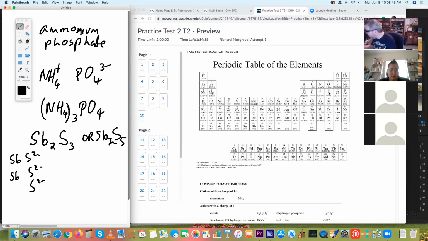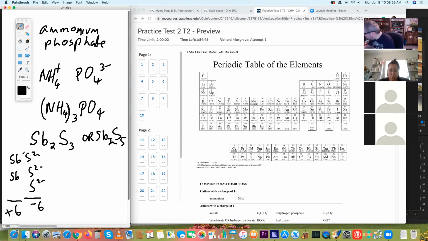So if that's the case, then each of those is going to be worth -2, and the total charge is going to be -6. So what we need there is a charge of +6 on the Sb and the Sb, which means each of them is going to have a 3+ charge, which means the name of this is going to be antimony(III) sulfide.